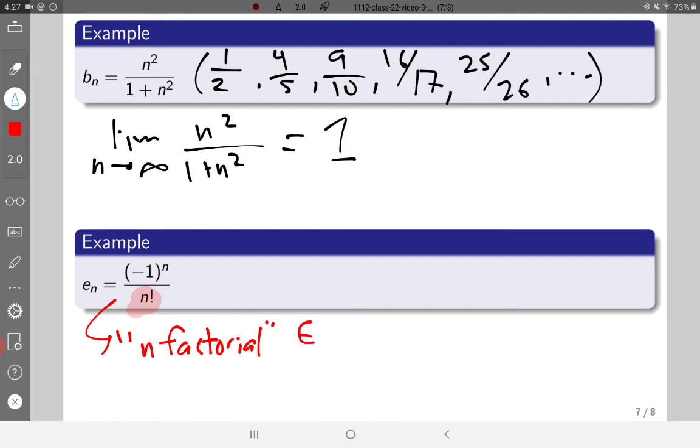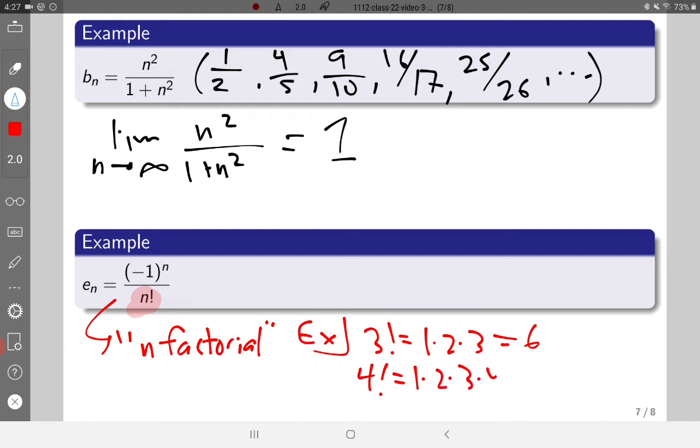So for example, 3 factorial means 1 times 2 times 3. In this case, that's 6. 4 factorial is 1 times 2 times 3 times 4. That's 24. As another example, 5 factorial, that would be 1 times 2 times 3 times 4 times 5. Or, hey, another way to see that is that's exactly 4 factorial, the 1, 2, 3, 4 multiplied together. So that's 24 times 5.